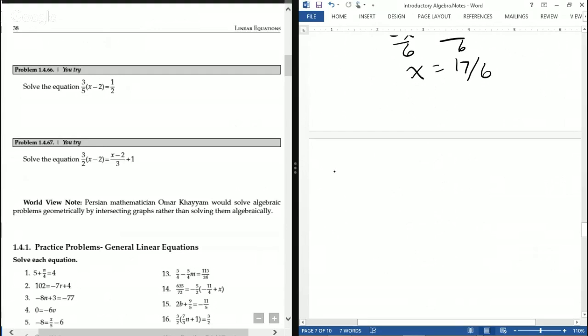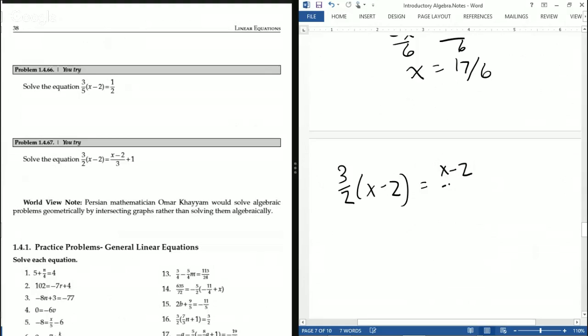The next problem, give it a shot. Let's rewrite this. It's 3/2 times x minus 2 is equal to x minus 2 over 3 plus 1. Now, we do have a fraction. We have two fractions, 3/2 and x minus 2 over 3. So let's look at the denominators. It's a 2 and a 3. What's the LCD between 2 and 3? Wouldn't that just be 6?